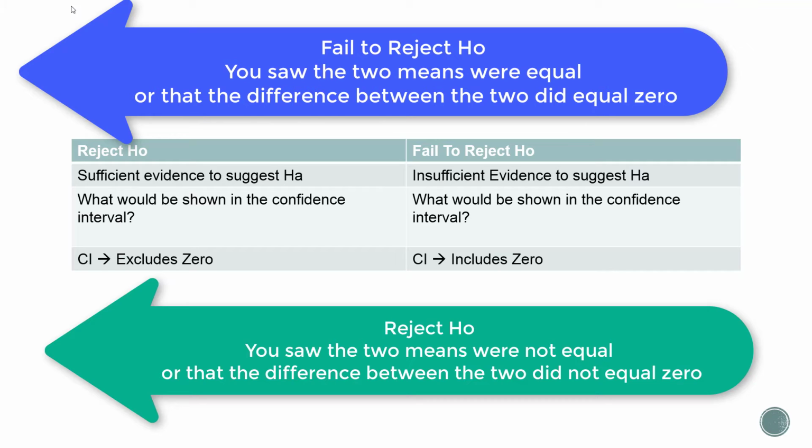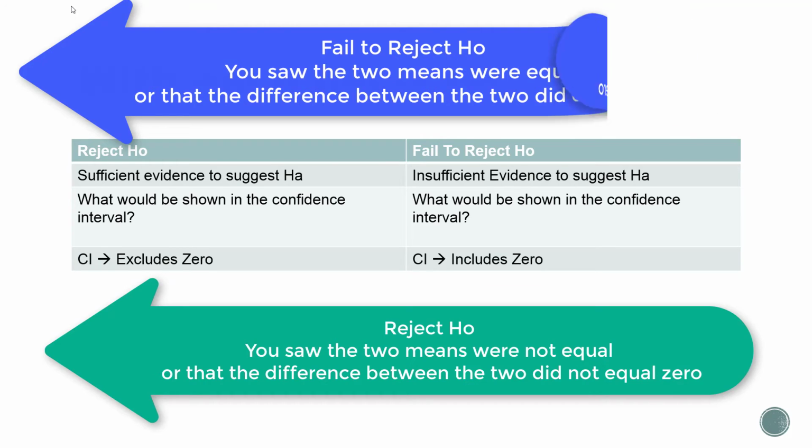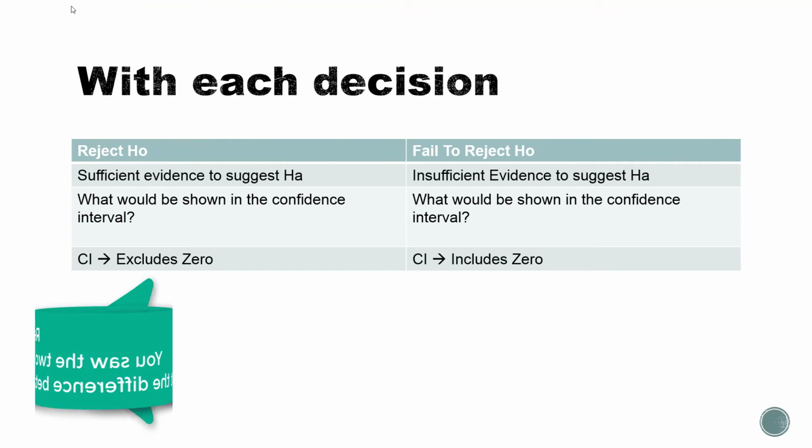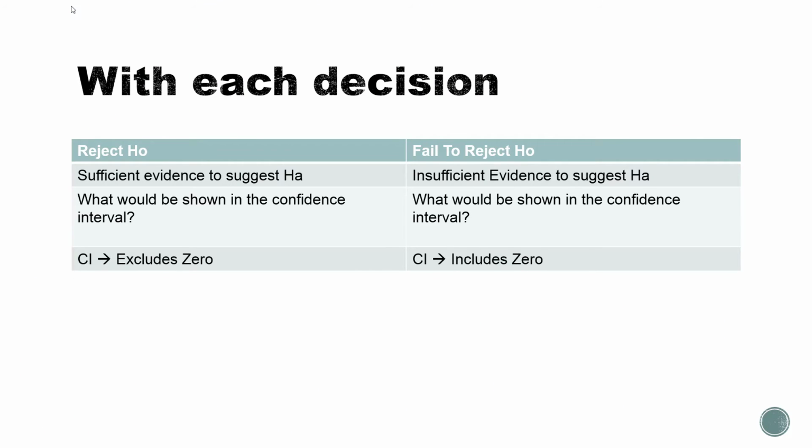So 0 indicates that there's no difference. If it's included in the confidence interval, that's what we would see also in the hypothesis test, that we would fail to reject the null. If 0 is excluded from the confidence interval, we would see that in the hypothesis test by rejecting the null.